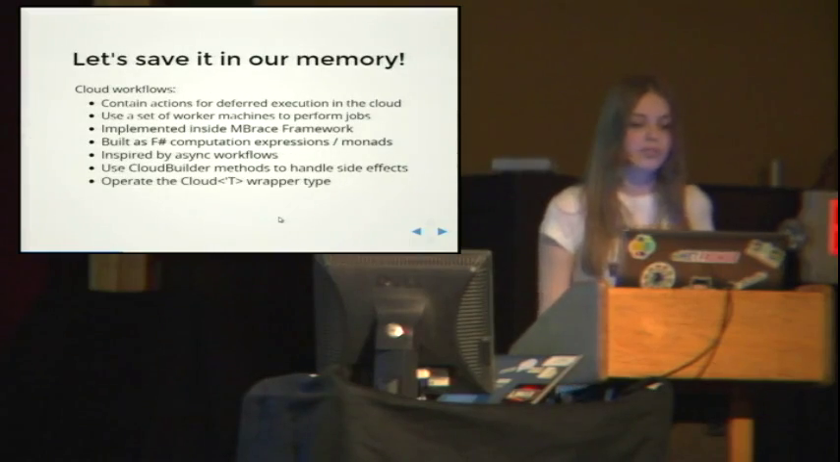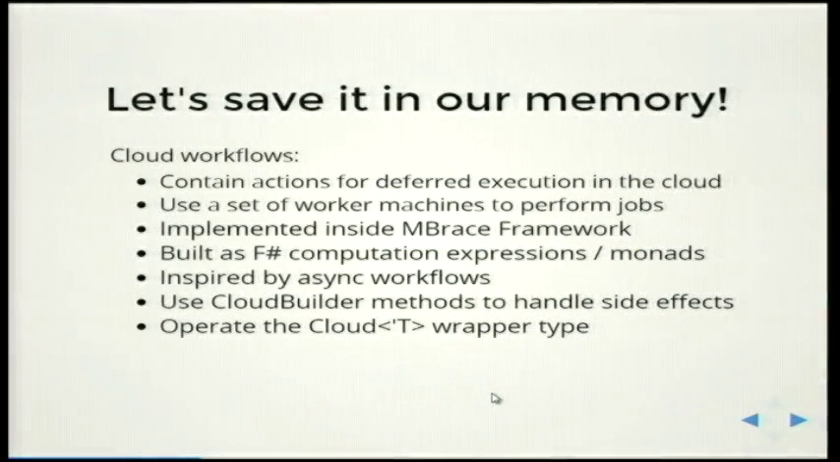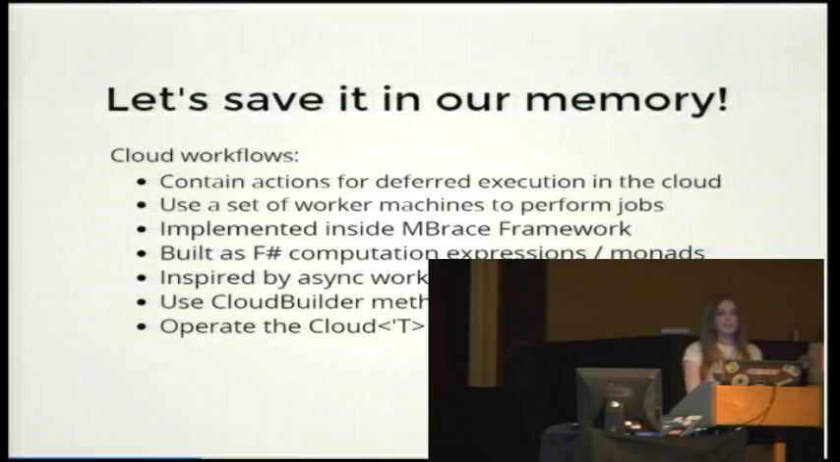Okay. So let's save it in our memory that the cloud block is a special block where we can write code, and it distributes across the cloud. It uses a set of worker machines to perform the job. If you remember the async computation expressions, it uses threads to perform the parallelism, and MBrace uses your worker nodes. It's very similar.